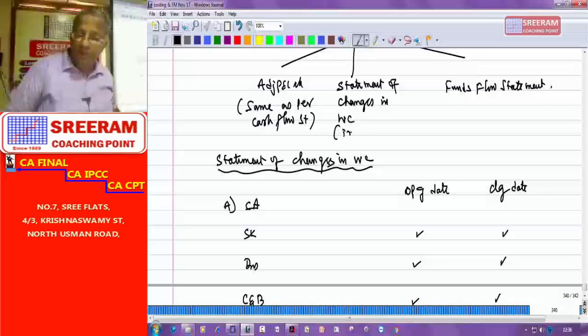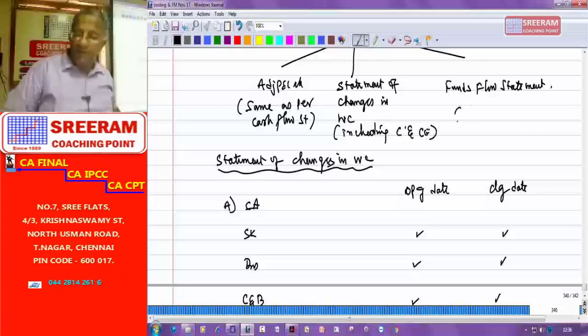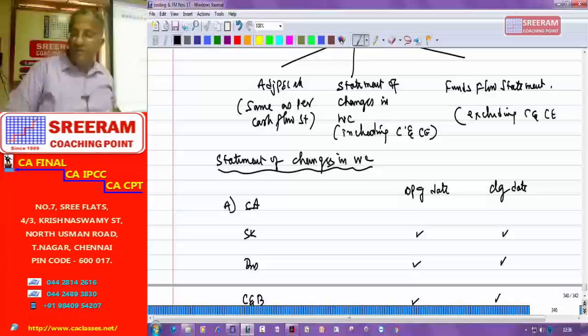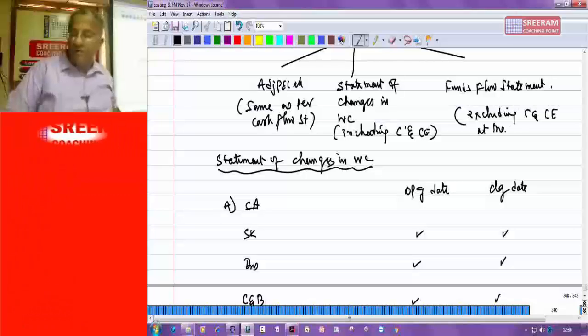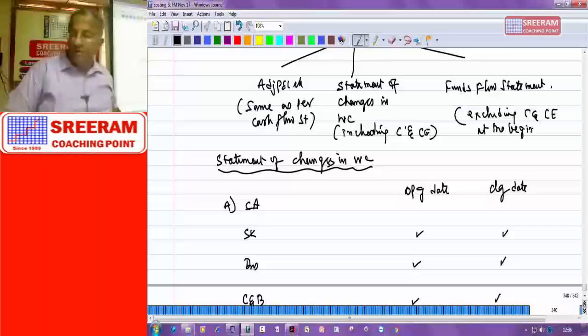This is including cash and cash equivalents. Here, excluding cash and cash equivalents at the beginning and at the end.